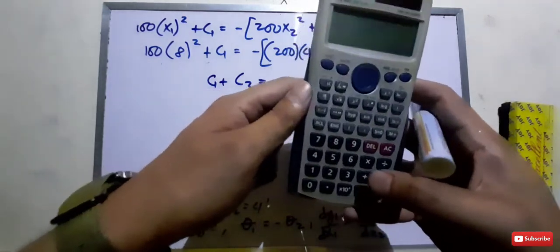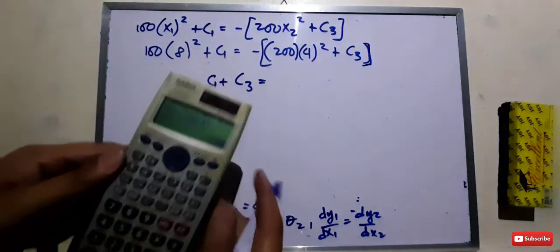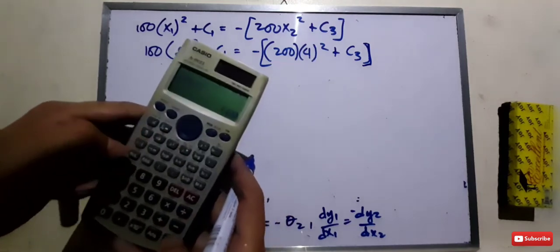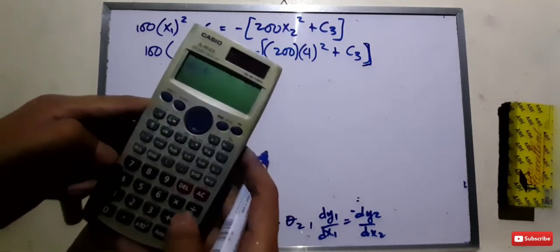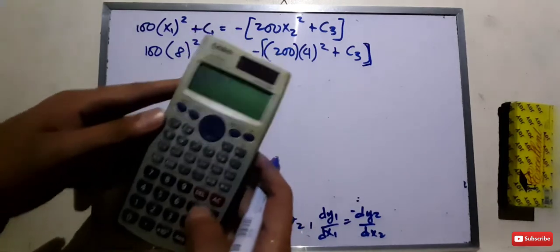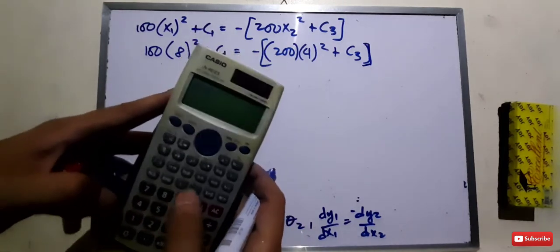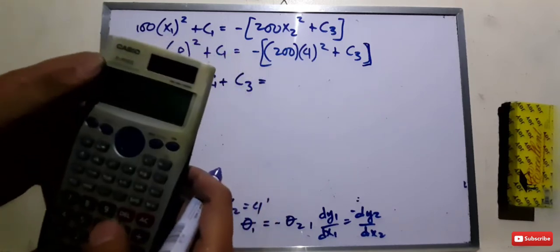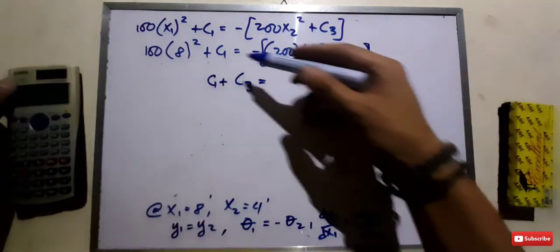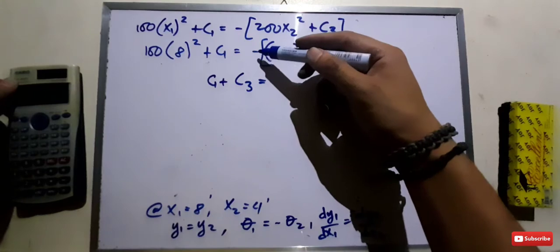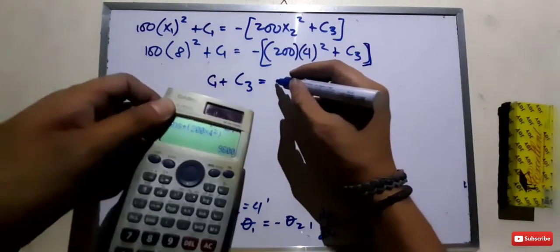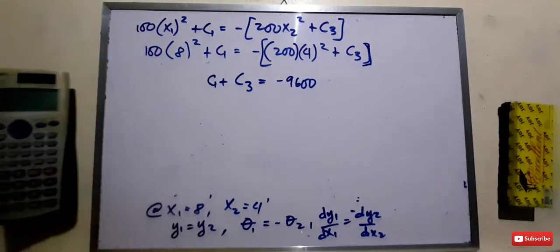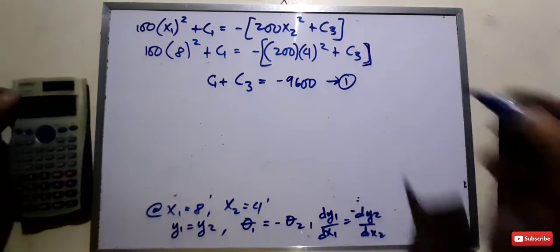3 to 100. Tama ba? So, we have 100 times 8 squared plus, sorry, 200 times 4 squared. 9600. So, bali ito, C1 magiging negative. Ito naman magiging negative. Tapos ito magiging negative. So, magiging negative 9600. Yan yung C1 plus C3 natin na equation. No? Equation 1 for C1 and C3.